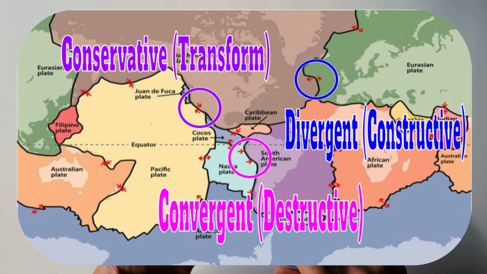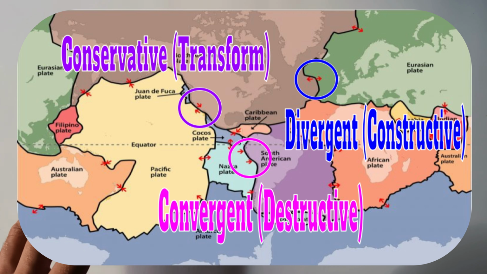convergent, divergent, and conservative. The convergent example I'm using here is the Nazca plate and the South American plate. The example for divergent that I'm going to use is up in Iceland. It's the North American plate and the Eurasian plate moving apart. And the final one is the conservative plate, where we're going to look at the west coast of America, California, and the San Andreas fault line. Those are the three types.